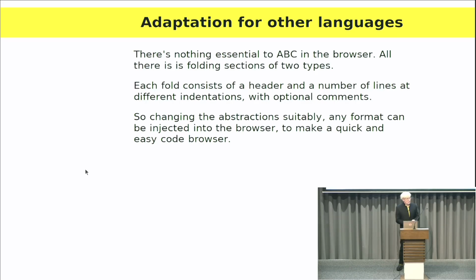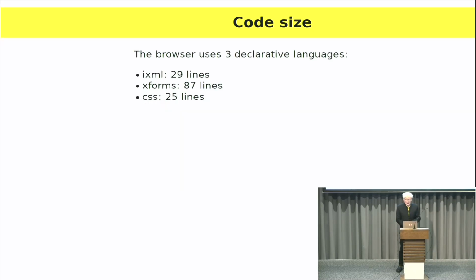The only thing you would have to do is write a bit of XML that produced the right format for my browser, and then this would work on anything that you can run through ixml. So basically, we've got a quick and easy code browser that will work for any language, really.